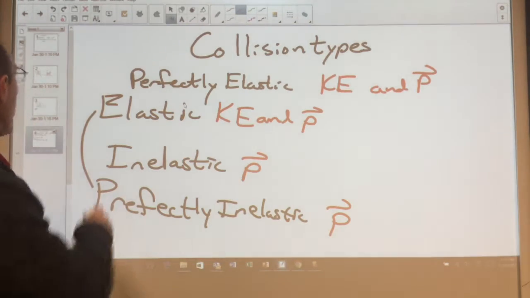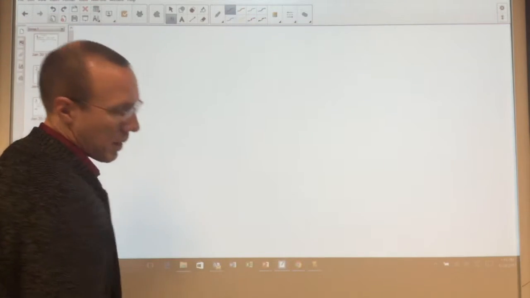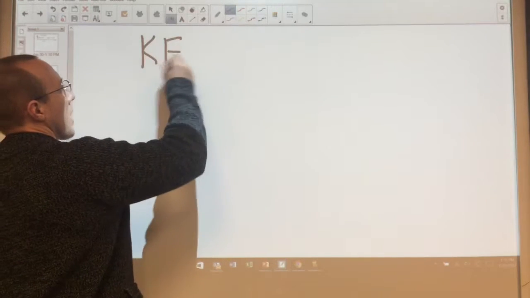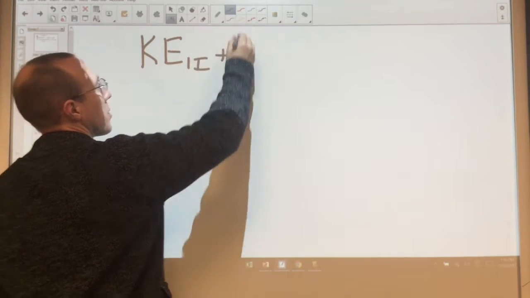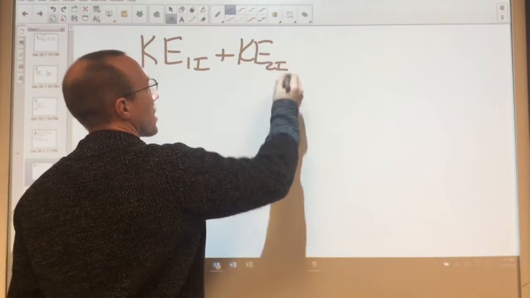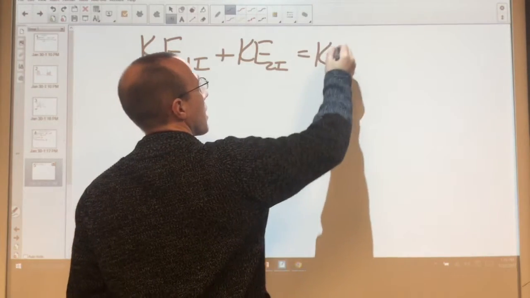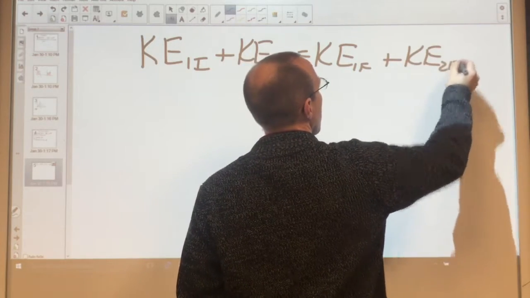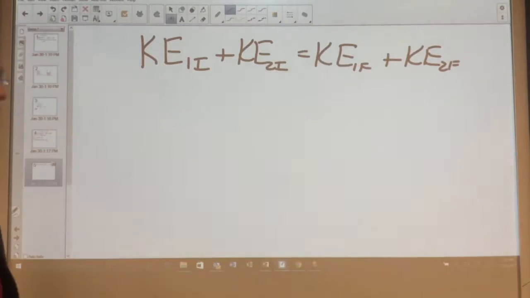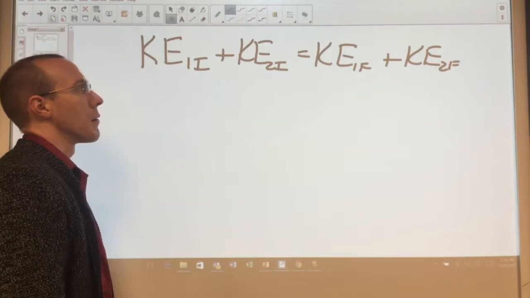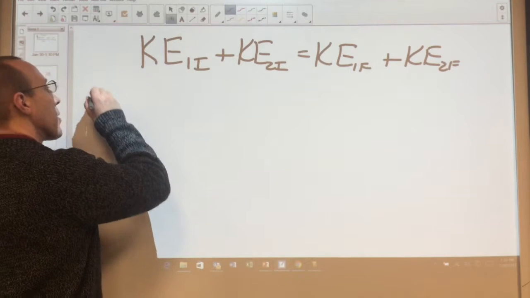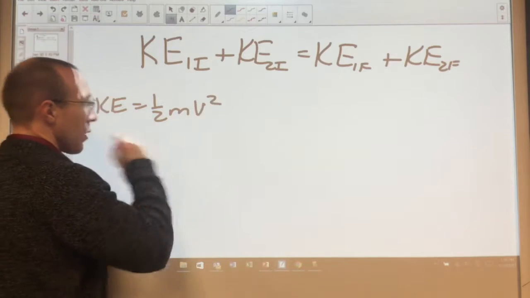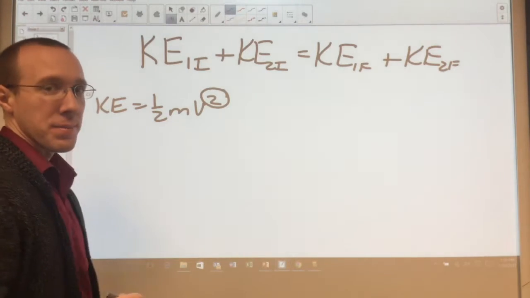Right. So what does it mean to have kinetic energy conserved? Well, we have KE of the first object initially plus KE of the second object initially, equaling the kinetic energy of the first final plus the kinetic energy of the second final. We could then plug in, and I'm not going to do this, but remember that KE is equal to 1/2 mv squared. What I'm seeing a lot of is people forgetting that square. Okay.